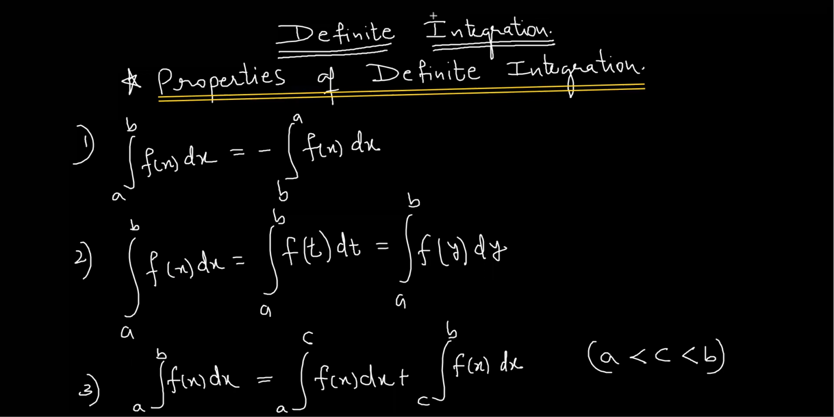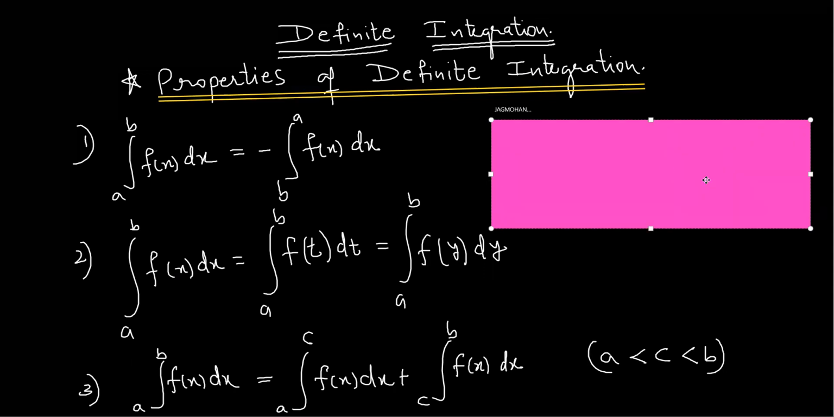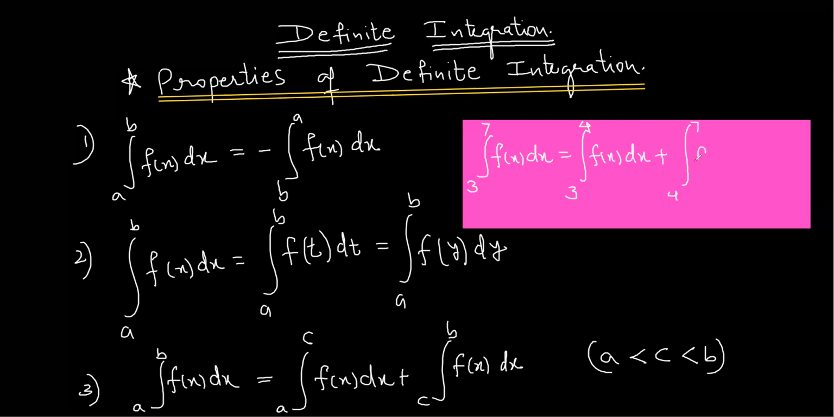Okay, I'm writing the example here. See, the example is, suppose you have 3 to 7 f of x dx. Okay, some function you have which you want to integrate in the interval 3 to 7. Then you will be able to integrate this from 3 to 4 f of x dx and 4 to 7 f of x dx. Why so? Because you notice that number 4 is greater than 3 and lesser than 7. So 3 to 7, you could write 3 to 4 plus 4 to 7.